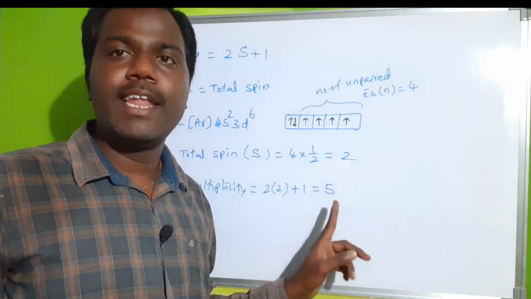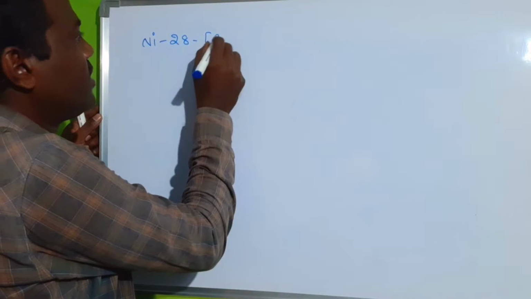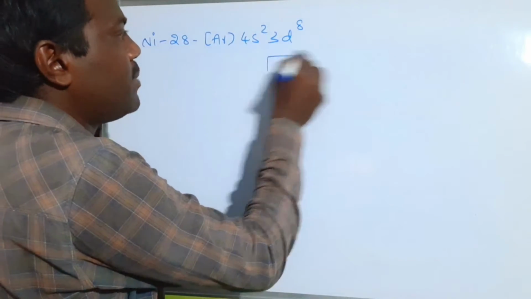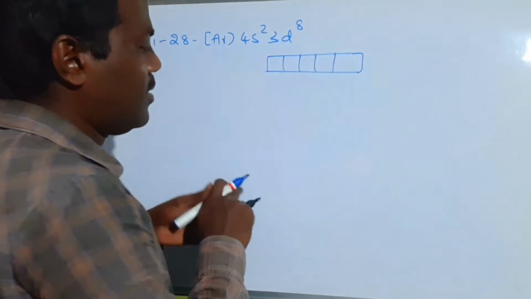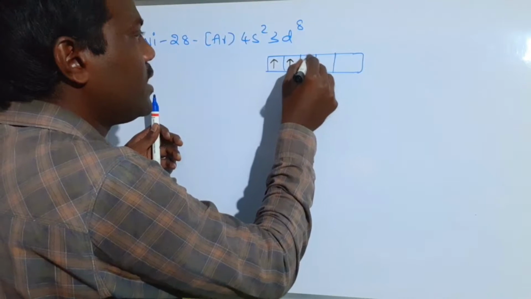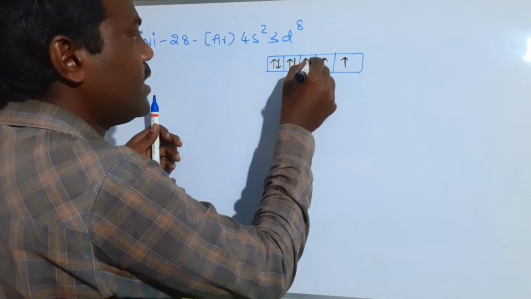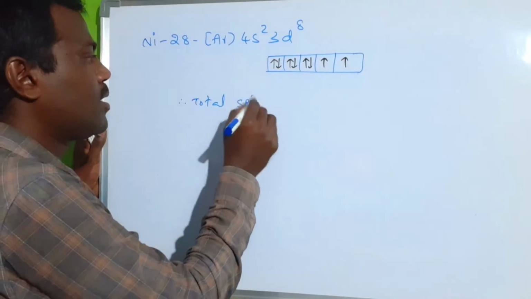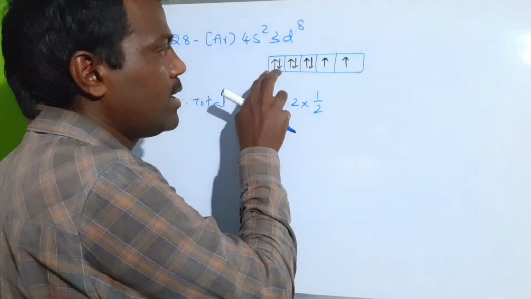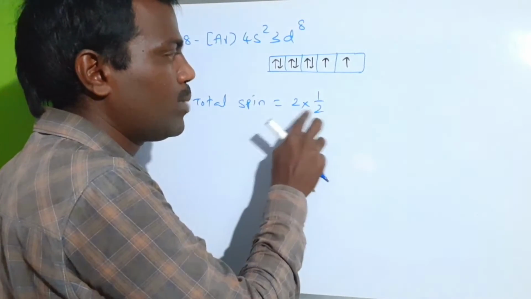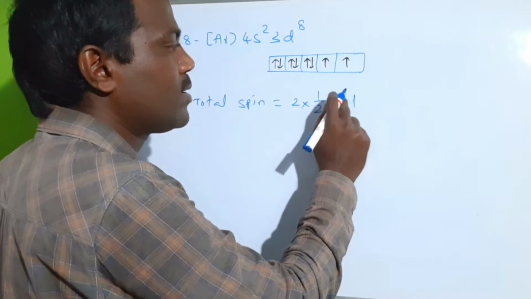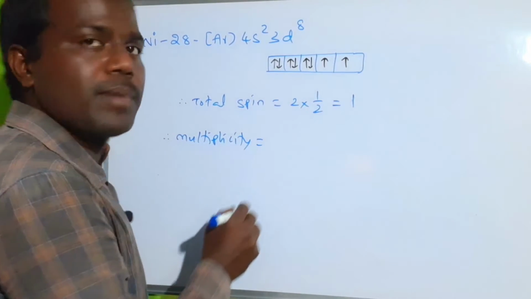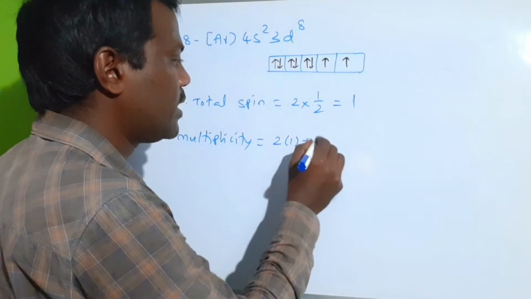Let us find the multiplicity of the Ni2+ ion. Nickel atomic number is 28, electronic configuration is argon 4s2 3d8. 3d8 means we can fill the electrons like this: 1, 2, 3, 4, 5, 6, 7, 8. Number of unpaired electrons are 2. So total spin is equal to 2 into half. Here paired electrons have total spin 0, and these are plus half, plus half. So 2 into plus half is equal to only 1. Therefore, multiplicity is equal to 2S plus 1, so S value is 1, that's why 2 into 1 plus 1, which is equal to 3.